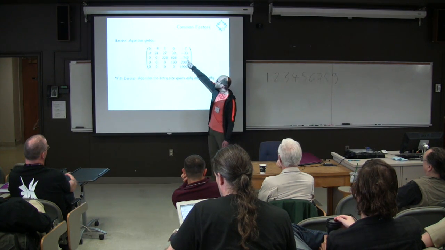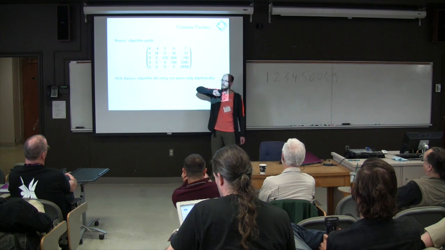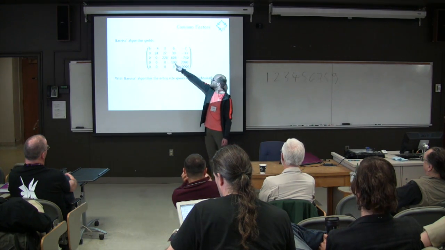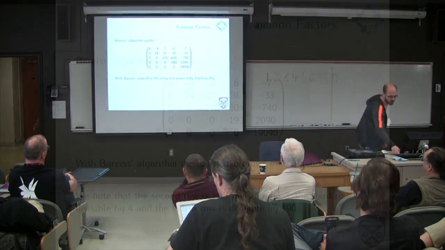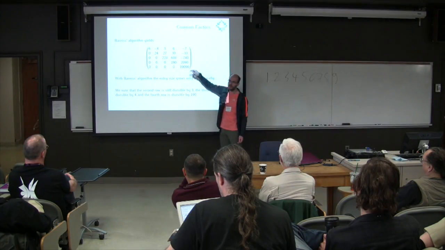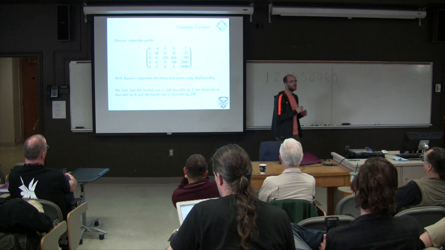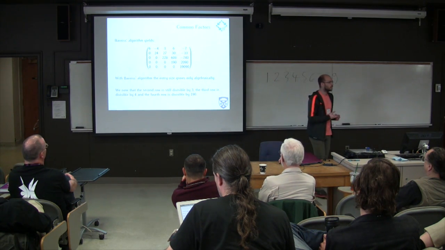Here, all the entries are even, so everything here is divisible by 2 at least. Here, everything is divisible at least by 10. And in fact, if you do the exact GCD computations, you'll see that the common factor here is actually 4, and here it's 190. So there are still a lot of common factors left in this matrix, and that got us interested.